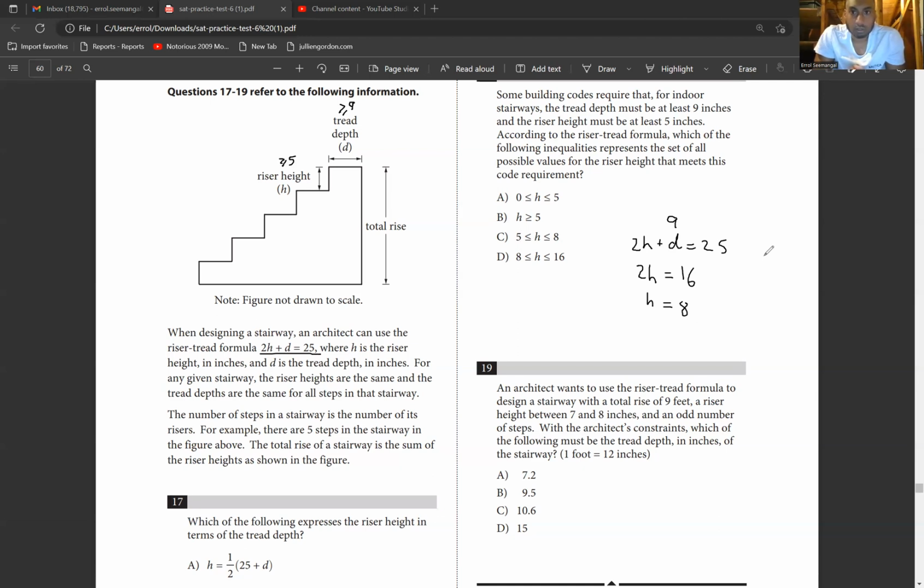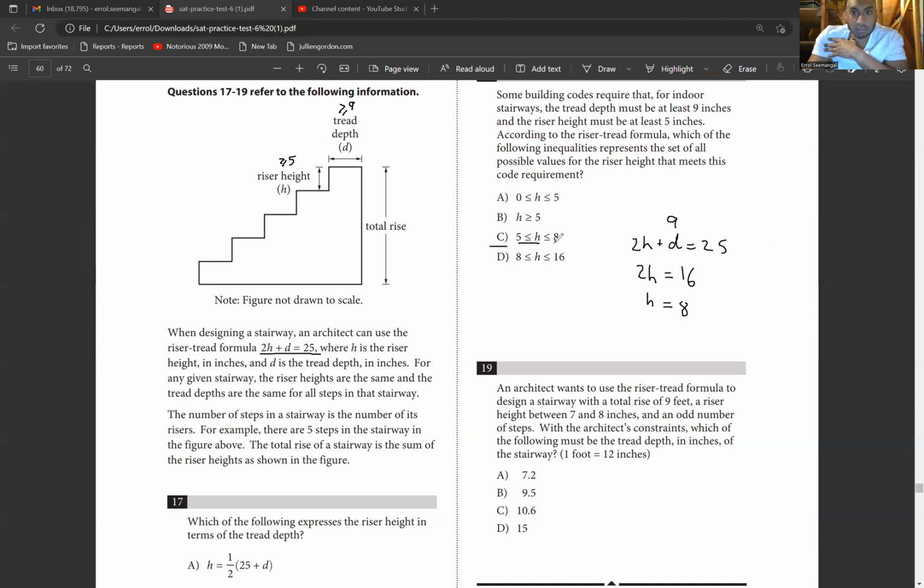I'm not sure. For indoor stairs, the tread depth must be at least 9. Riser height must be at least 5. According to the riser tread formula, which of the following inequalities represents the set of all possible values for the riser height that meets this code requirement? Would C meet the code requirement if 5 is less than or equal to H? H has to be greater than or equal to 5, right? Which it is. 5 is less than or equal to H means the same thing as H greater than or equal to 5.